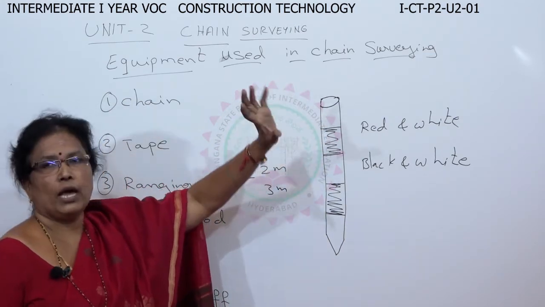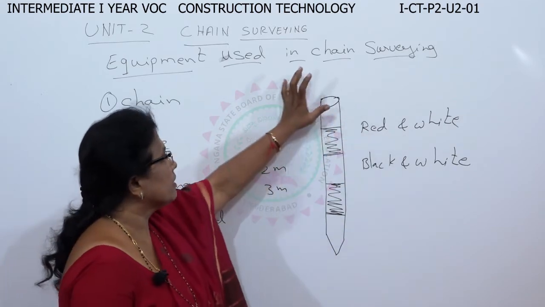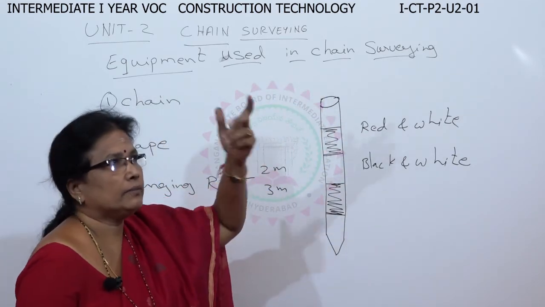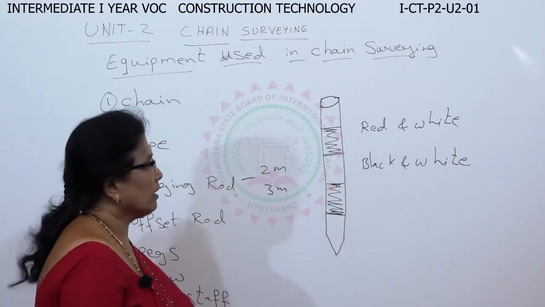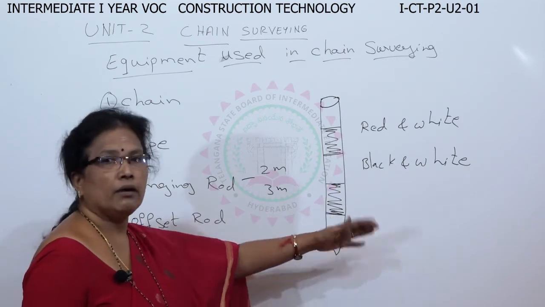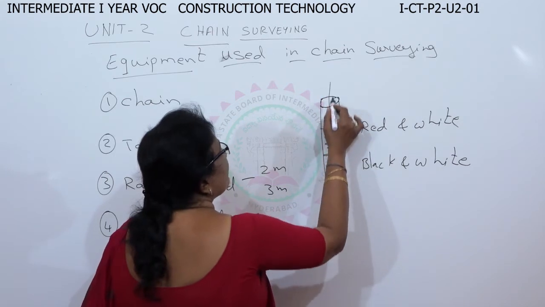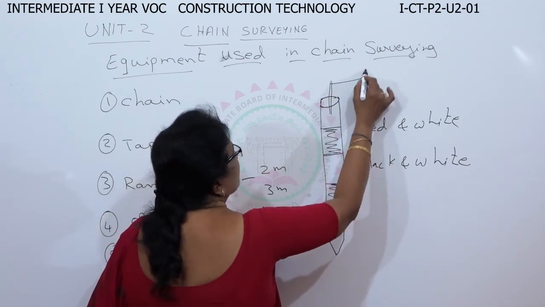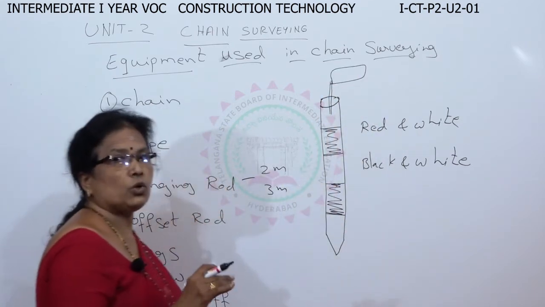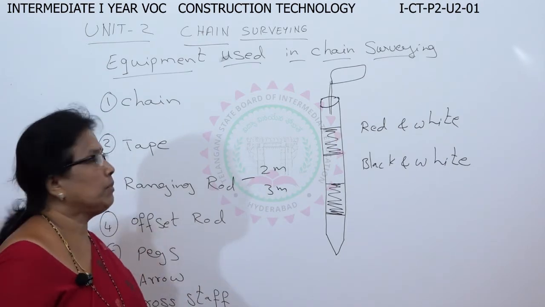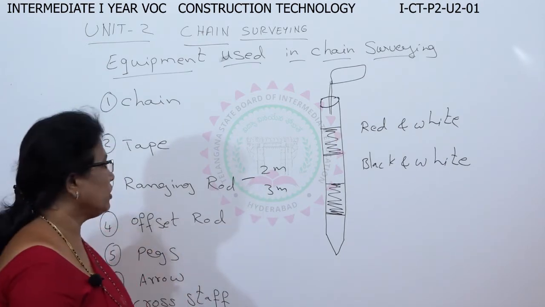Sometimes, suppose we are doing a survey in fields where there are many trees, the rod will be mixed up in the fields, in the trees. At that time, we will tie one red color flag so that it is easily visible. That is the use of the ranging rod.